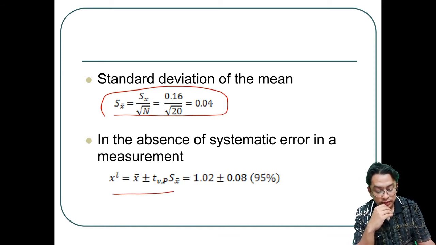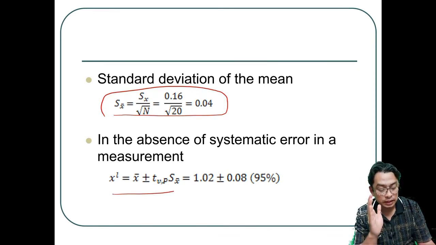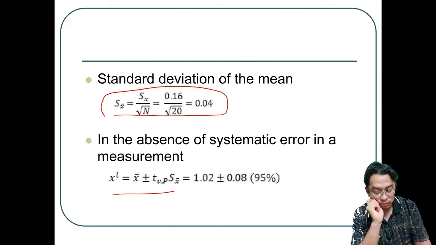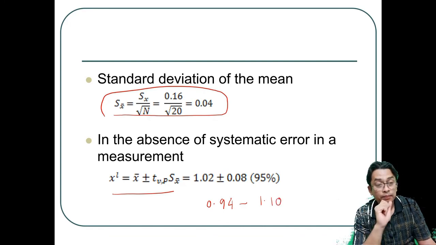So you find that with 95% probability, the mean value is offset from the true mean value by very little, just 0.08, plus or minus, from the mean value. So it's about 0.94 to 1.10. So it's just a small interval.